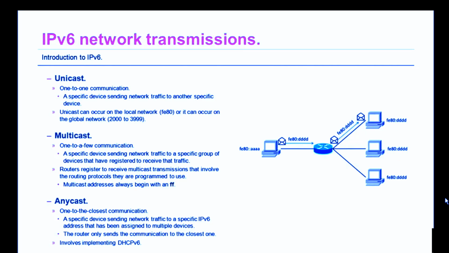A unique type of transmission to IPv6 is anycast. Anycast is one-to-the-closest communication. This is where a specific device is sending network traffic to a specific IPv6 address that has been assigned to multiple devices. The router only sends the communication to the closest one, at least from its perspective. Anycast transmission involves implementing DHCPv6.